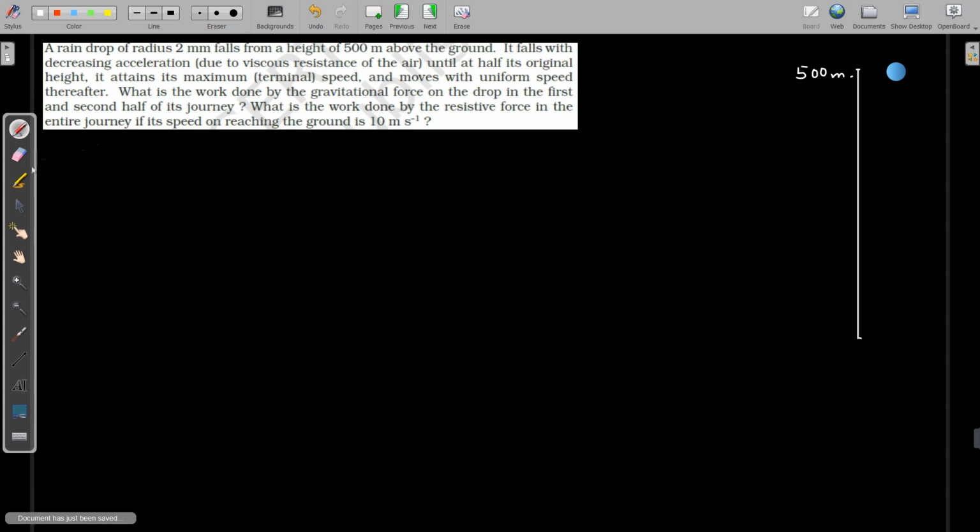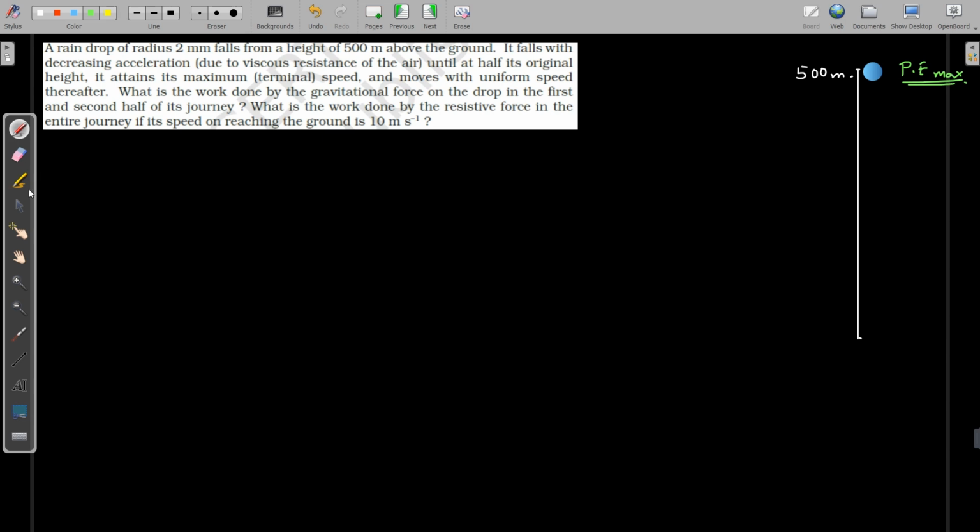So you can understand when this raindrop is at such a height, it has maximum potential energy. Potential energy is maximum. Now it falls with a decreasing acceleration due to viscous resistance of the air until at half its original height it attains its maximum terminal speed and moves with uniform speed thereafter.